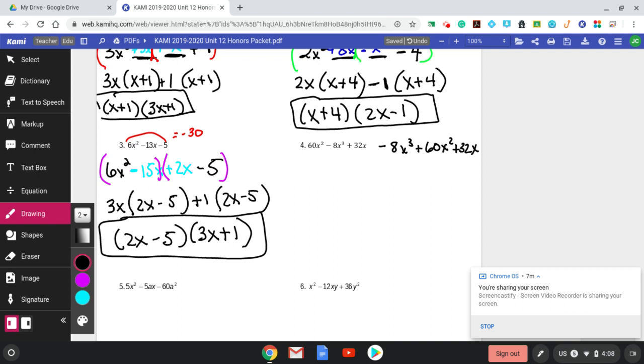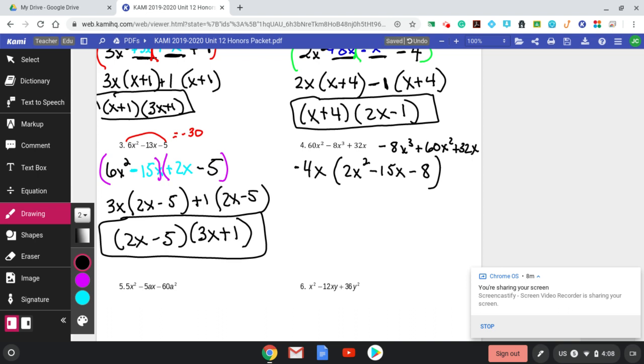Always look for what first? GCF. You can take out a GCF here. All right, they all have x's in them and they're all even. So I can take out a 4x from there. And also, I'm going to take out a negative 4x, just so that leading term out in front, that negative x to the third, becomes positive. So ready? Negative 4x, I'm going to be left with 2x squared minus 15x minus 8.